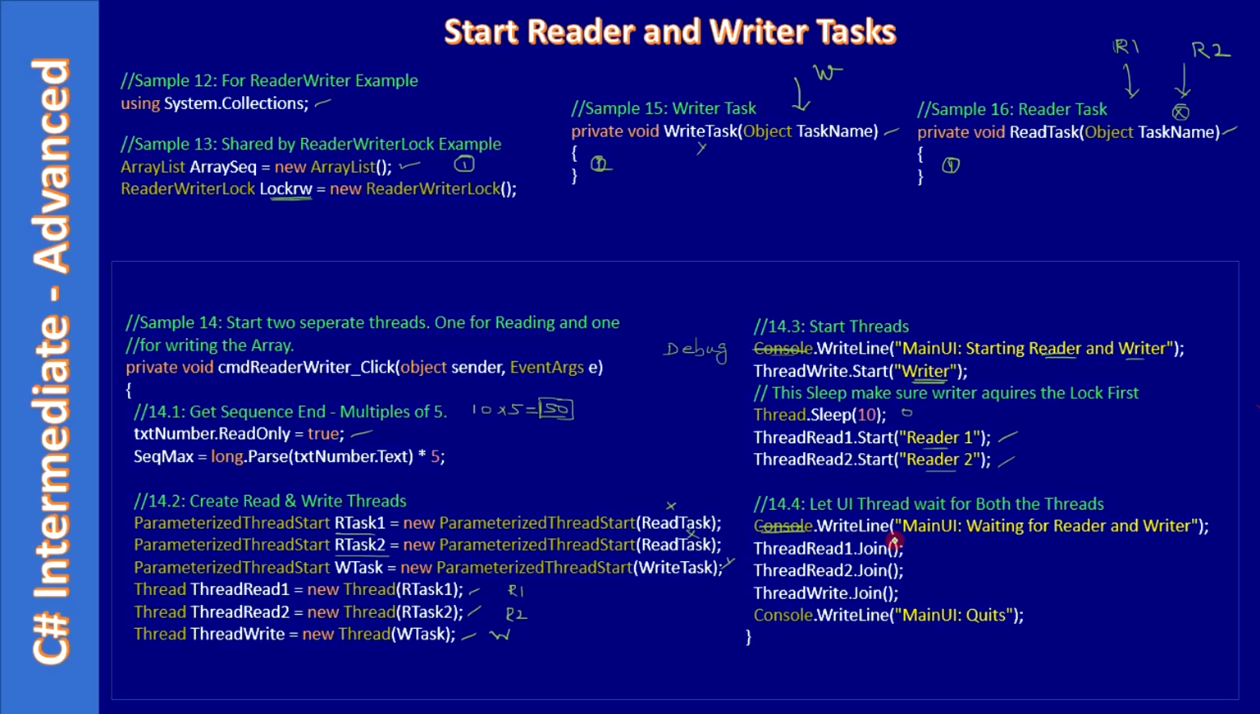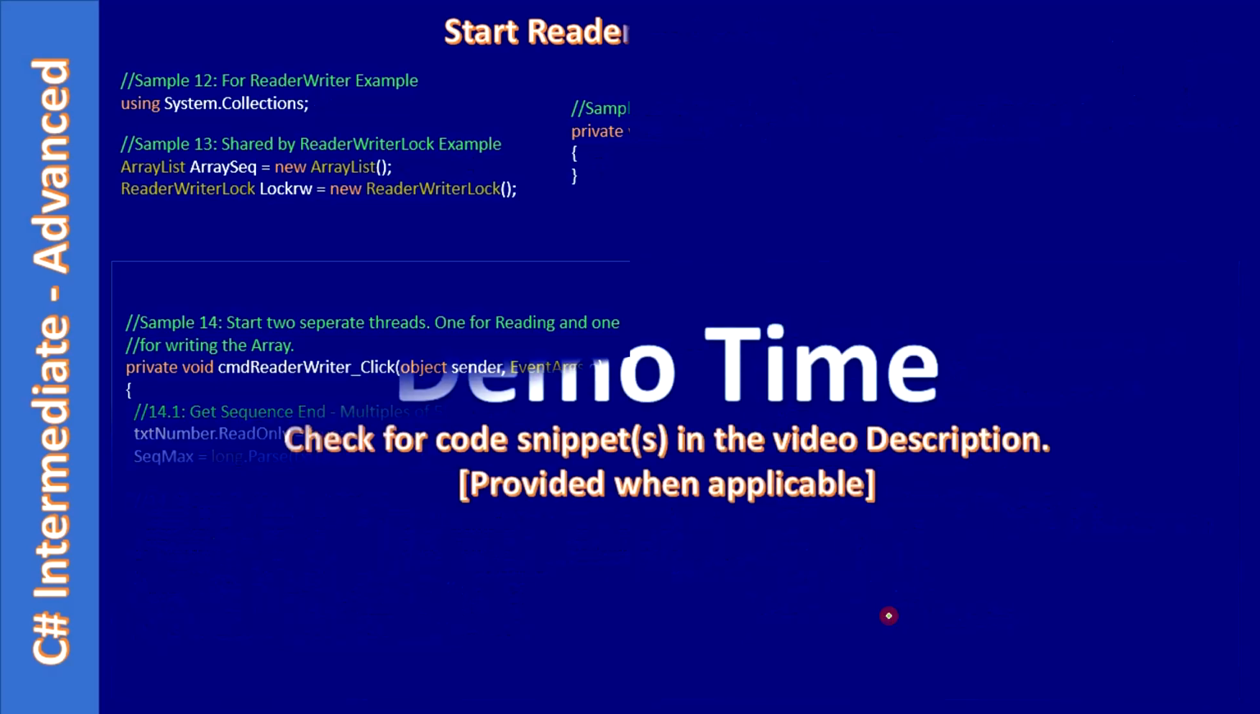Then here we are writing "main UI waiting for reader and writer". We will use a debug.writeLine. Then thread read1.join, thread read2.join. So the main thread will wait for all 3 threads to complete. After that we will print a message stating main UI quits. Alright, that's all here. Now we will go ahead and start writing the code.